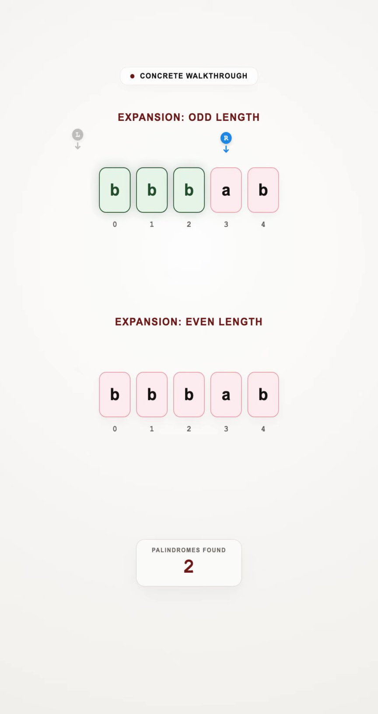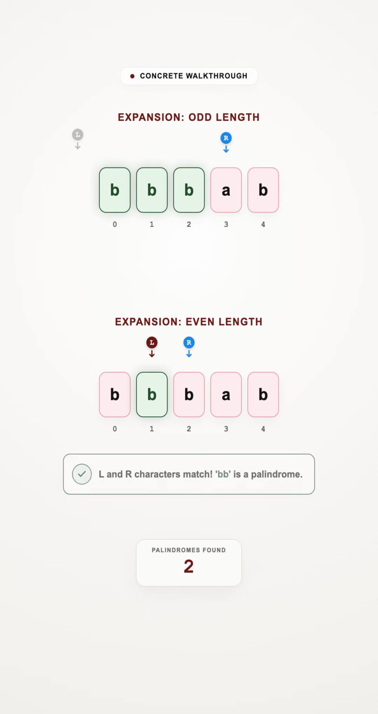Now let's look at the even length case. We are still processing index 1, but this time the center lies between 2 characters. So we start with left equals 1 and right equals 2. Both characters are B, giving us BB, so we count another palindrome. We expand outward again to indices 0 and 3, but this time the characters don't match, so we stop. Expanding around index 1 gives us a total count of 3 palindromes.